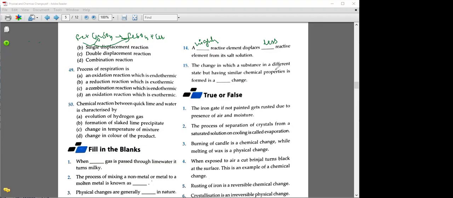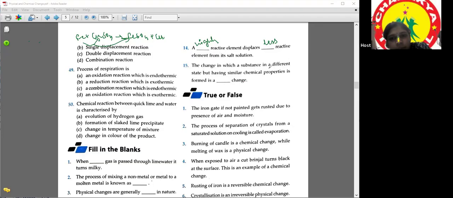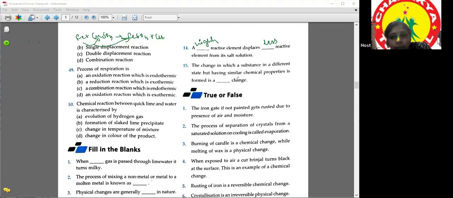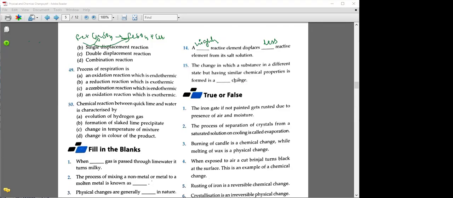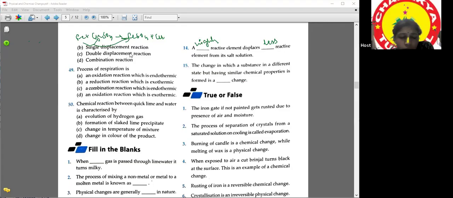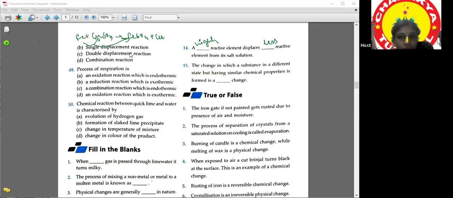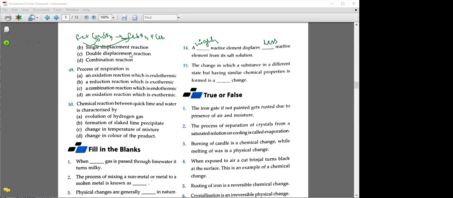Next, a change in which a substance in a different state but having similar chemical properties is formed is a. I said my answer in chat. Okay, checking fastly. Because the change is not affecting the chemical properties, this change of state is physical only.